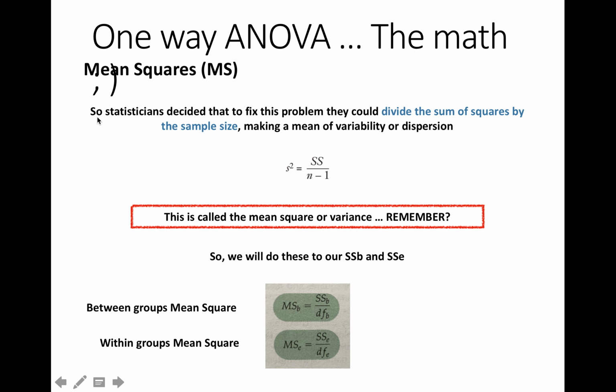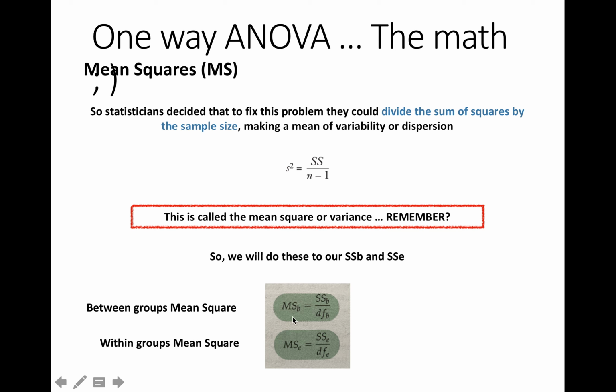So here is what I say. Statisticians decided that to fix this problem, they could divide the sum of squares by the sample size, making the mean of variability, or the mean of dispersion scores. This is called the mean square, or variance. Remember, we saw this some slides before. So we will do this to your between groups sum of squares and to your within groups sum of squares.